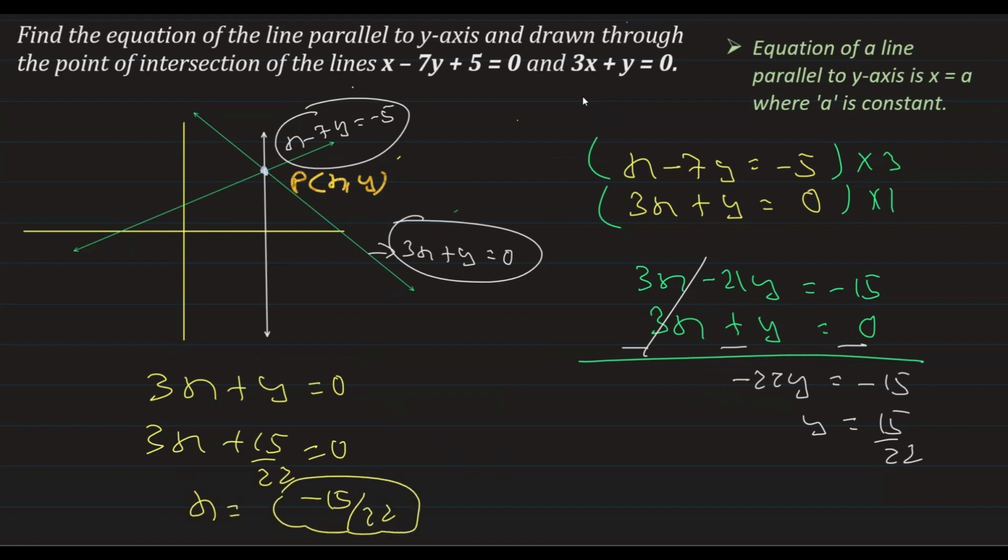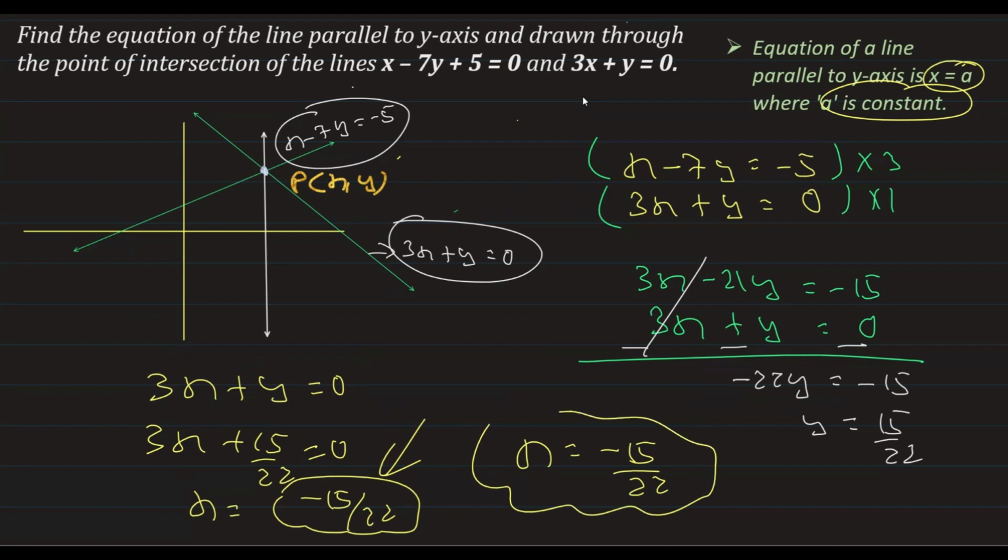Now, as I said, the equation of a line parallel to the y-axis is in the form x is equal to a, where a is some constant. So this is that constant. So we'll finally declare that the equation of the required line is x is equal to minus 15 over 22. Right? So this should be our final answer. Now let's come to the next question.